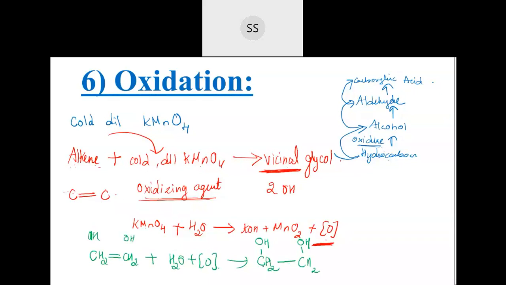Commonly it's vicinal glycol, but with two carbons it's called ethylene glycol. If you want the IUPAC name, it will be 1,2 carbon, so ethane, the full name you have to write. If you have two similar groups present, then you should write the full name of the alkane. Ethane-1,2-diol is the compound name. So this is what happens during the oxidation reaction.